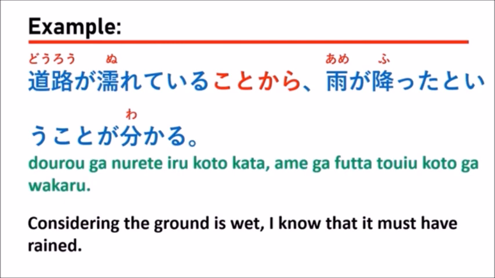In this sentence, we'll focus on what they use with Kotokara. They use the verb 濡れている, which is a verb, and 濡れていることから, right? It's the same as what I explained before: before Kotokara is the reason and after Kotokara is the result. So the road, the ground of the road, is wet, so the result is that you can consider it must have rained. Something like this. The next example.